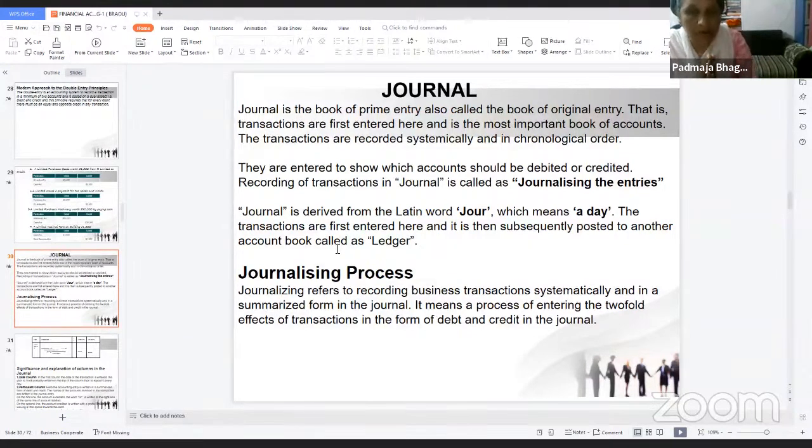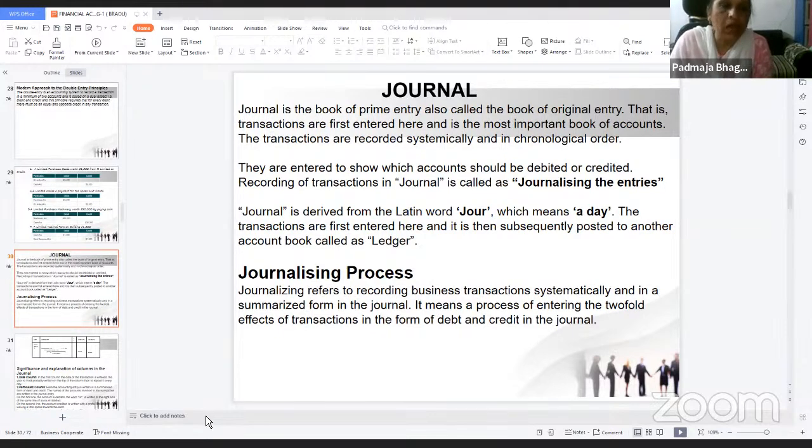So the foremost important thing is that the journal is a very important book of accounts, in which transactions are recorded systematically and chronologically. Whatever transactions you record, you record in the journal, and it is also called journalizing the entries. Whatever entries you make in a journal will be subsequently posted into another account book, that is a ledger.